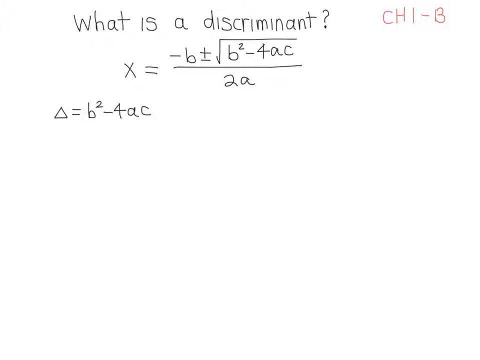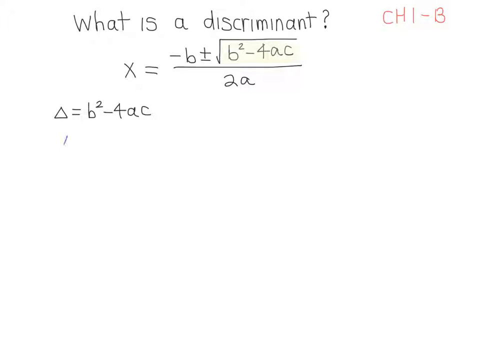What is a discriminant? Given a quadratic formula, what's under the square root sign? Just b squared minus 4ac, that is called a discriminant. We sometimes write the discriminant as a Greek letter delta, so delta is equal to b squared minus 4ac. That just means discriminant is equal to b squared minus 4ac.